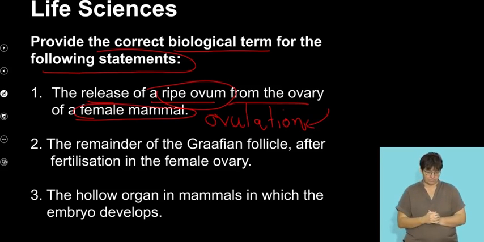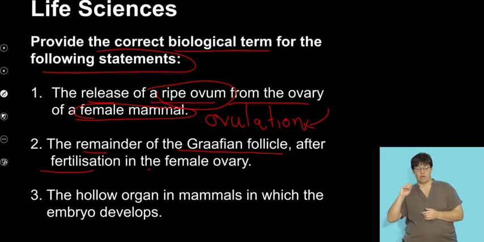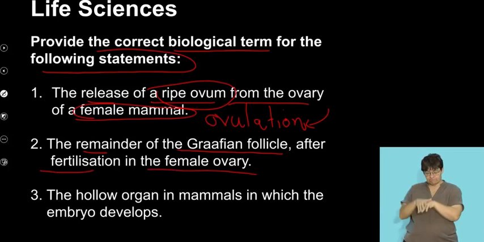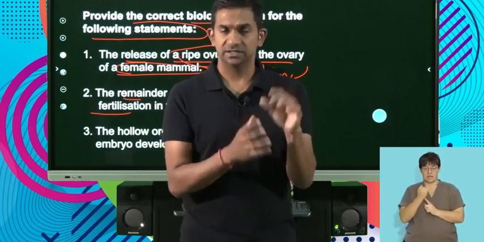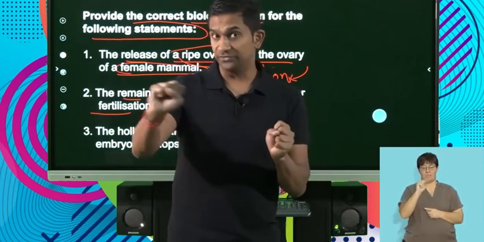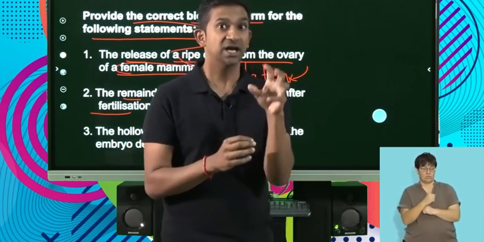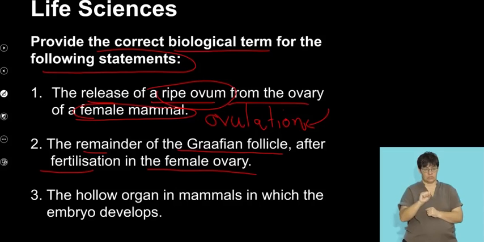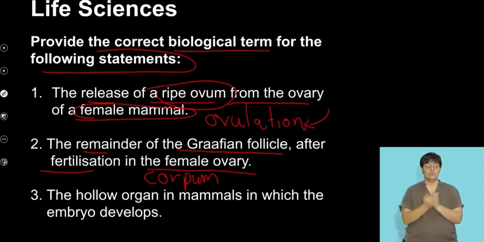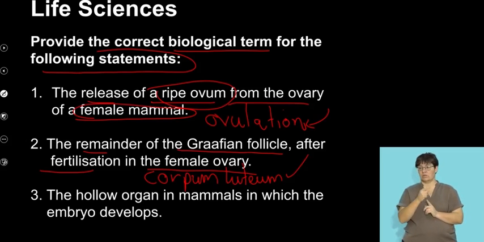The next question, the remainder of the Graafian follicle after fertilization in the female ovary. So what happens after fertilization is that when ovulation occurs, the Graafian follicle ruptures and then an ovum is released. But we know that that Graafian follicle then becomes a structure known as the corpus luteum. So the corpus luteum is what's remaining, or the new structure that is formed after the process of ovulation. So the answer there would be the corpus luteum.